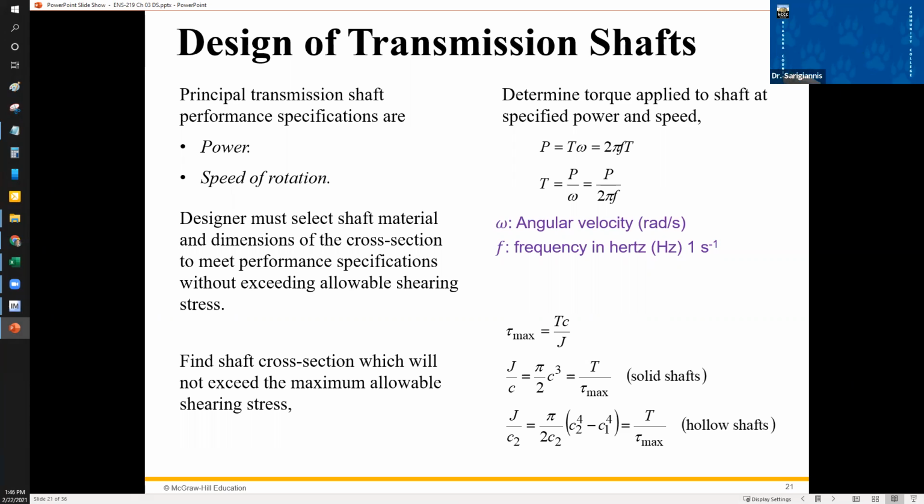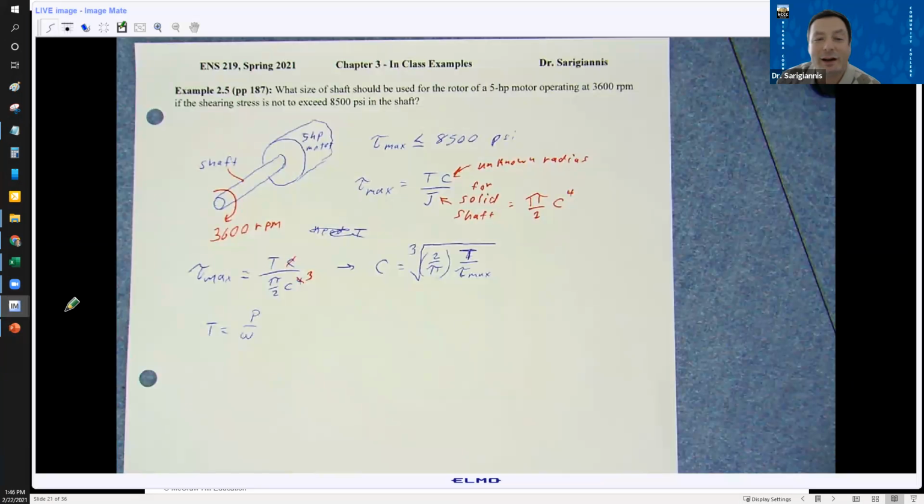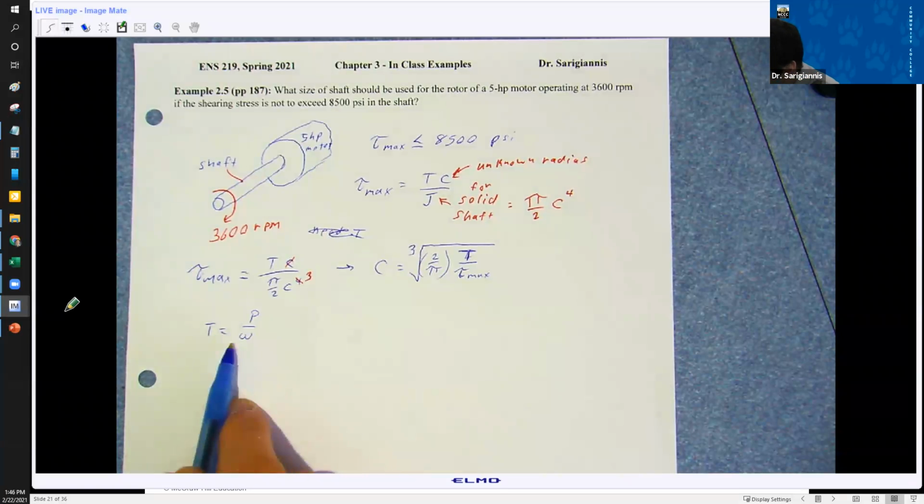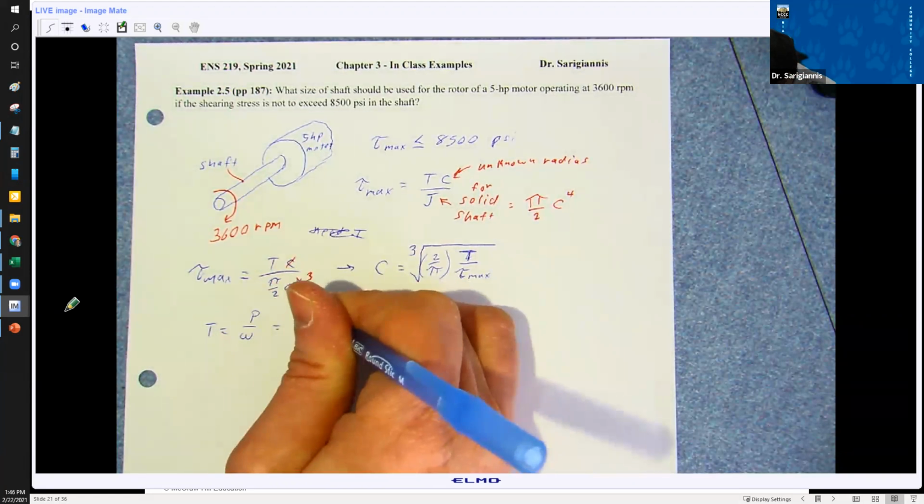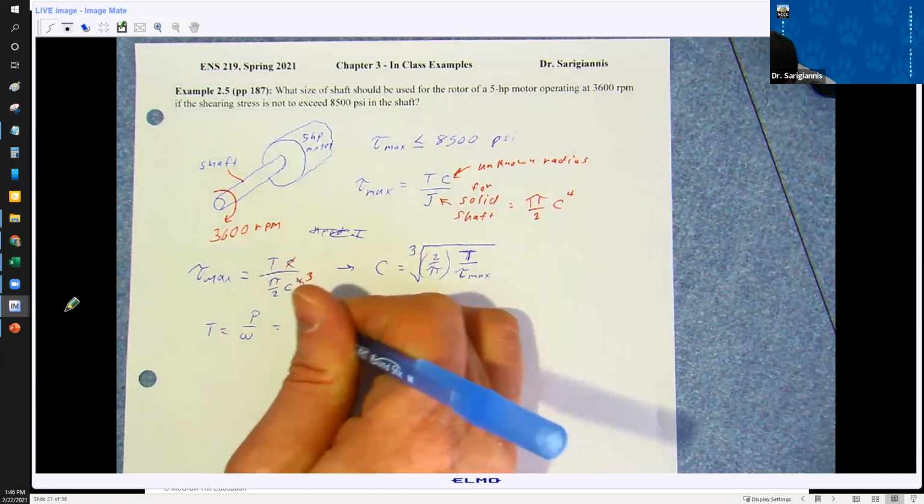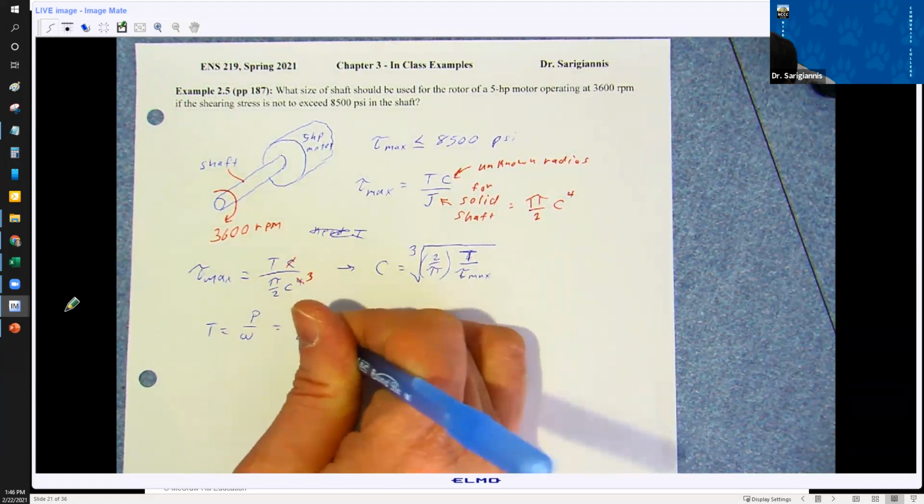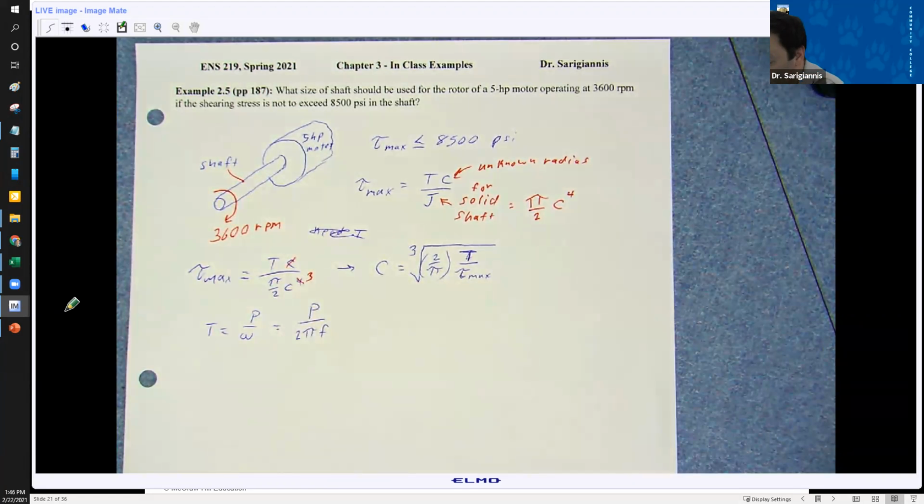T is power over angular velocity. Oh, I did write that down. All right, I have that. So torque is going to be power over the angular velocity, and this is also equal to power over 2 pi f. Right. Now we got to do some conversions here.